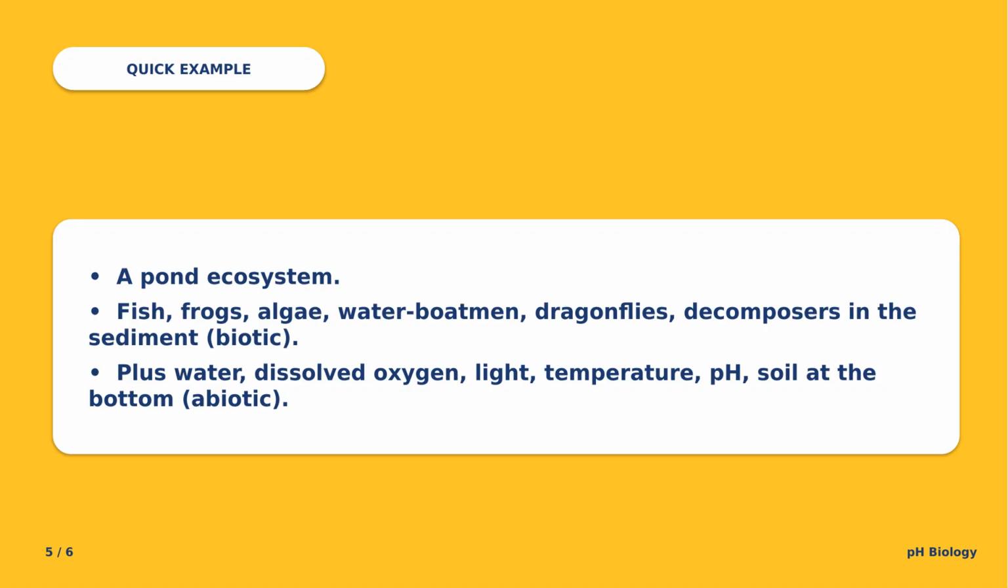Quick example, a pond ecosystem. Fish, frogs, algae, water boatmen, dragonflies, decomposers in the sediment, these are all biotic. Plus water, dissolved oxygen, light, temperature, pH, soil at the bottom, abiotic. Every component depends on the others. Heat a pond up by 5 degrees, oxygen levels drop, fish struggle, algae bloom, ecosystem changes.